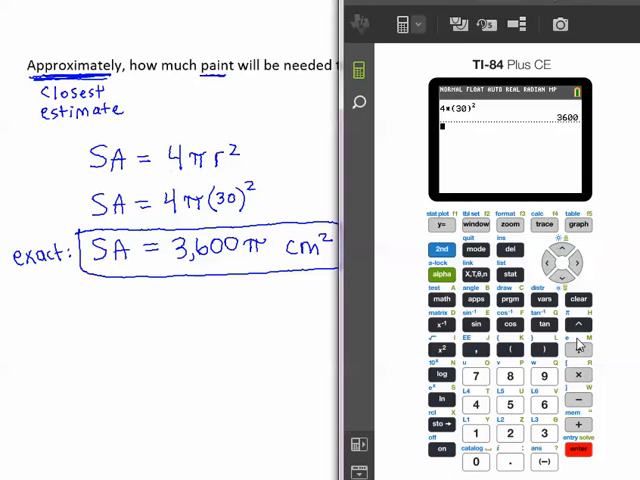Now if you have a graphing calculator, there's the pi button. So we can type 3,600 times, to get to the pi, it's blue, so we type the blue second button and then that exponent button, and there we get the pi symbol. Press enter, and now we have an approximate value, 11,309.7 if we round to 1 decimal place.